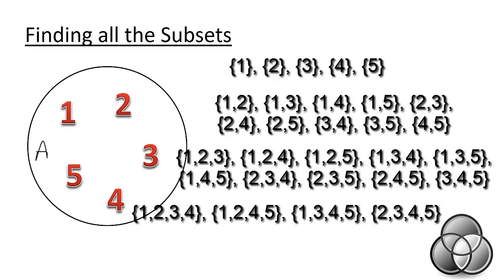The first one that you might have overlooked is the full set A, 1, 2, 3, 4, 5. So this is the subset of all elements of A. It's also possible to take no elements from A and make a subset. This is the empty set. So now we have all possible subsets. There's a lot of them.